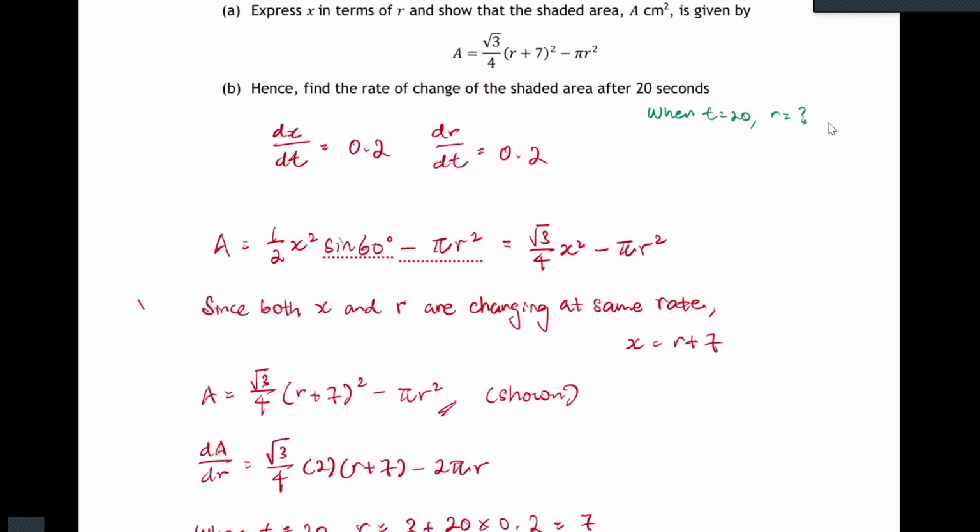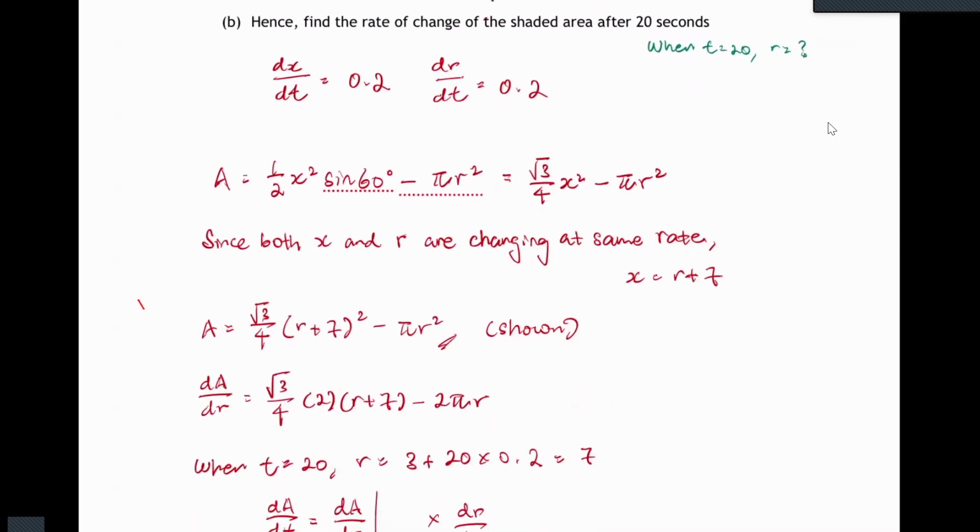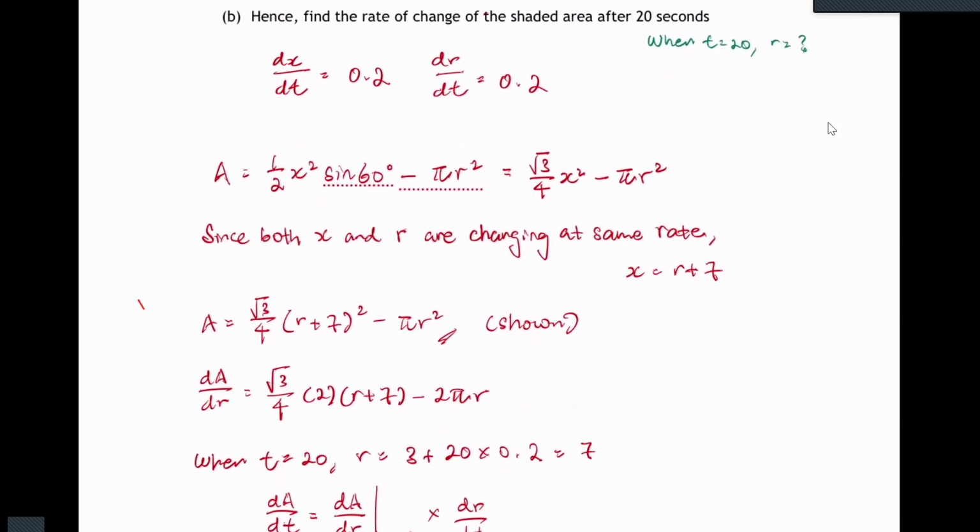Once I know r equals 7, we can plug this value inside here to find the value of dA/dr when t equals 20. Because I know that when t equals 20, r equals 7. So I take this r equals 7, sub inside this expression. Go back to the expression that we talked about just now. dA/dt is equal to dA/dr when r equals 7 times dr/dt.